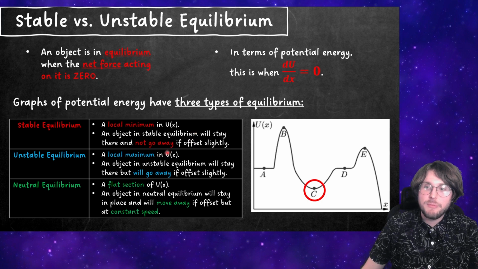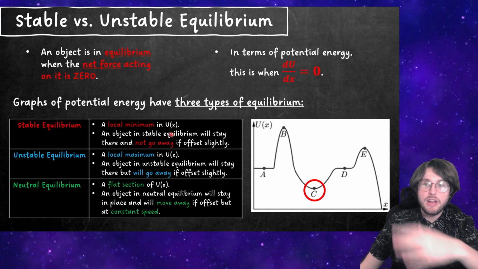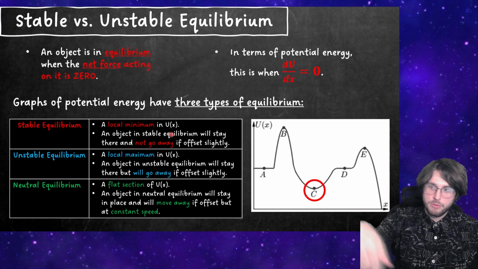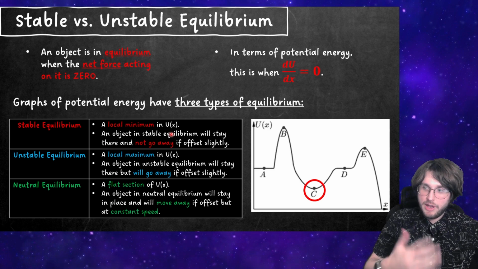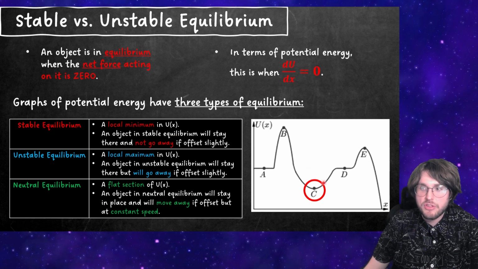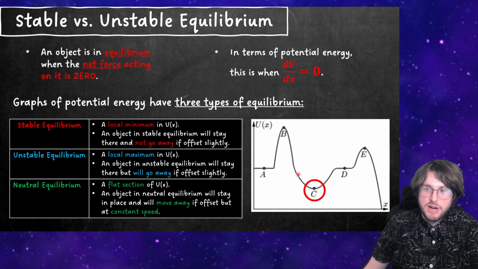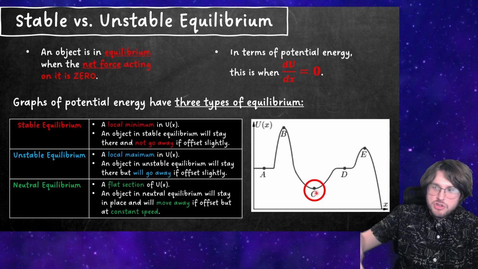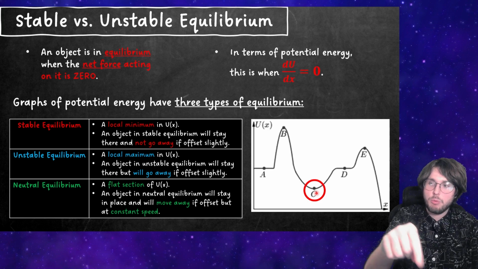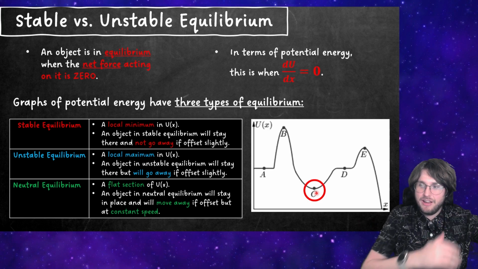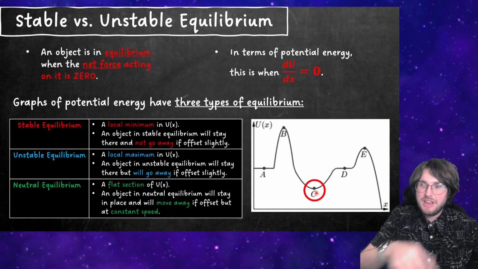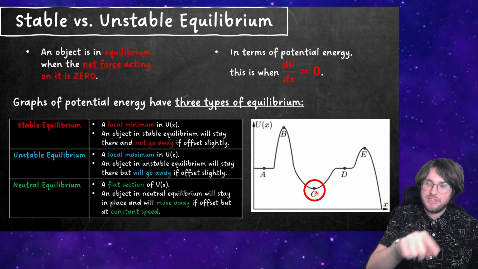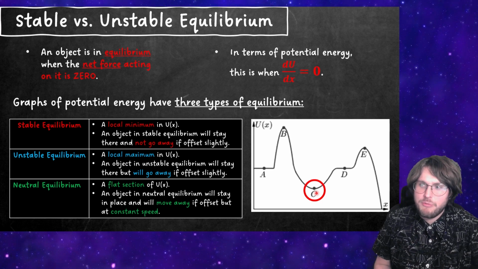So an object that's in stable equilibrium is going to stay there and not go away if you were to perturb it or push it in one direction or another. So in other words, say you were to stick a marble somewhere in a track in this little half pipe here. If you were to poke that marble, it's just going to oscillate back and forth. It won't go off into the distance. It'll stay where it is and eventually return back to its equilibrium position if there's some friction acting on it.